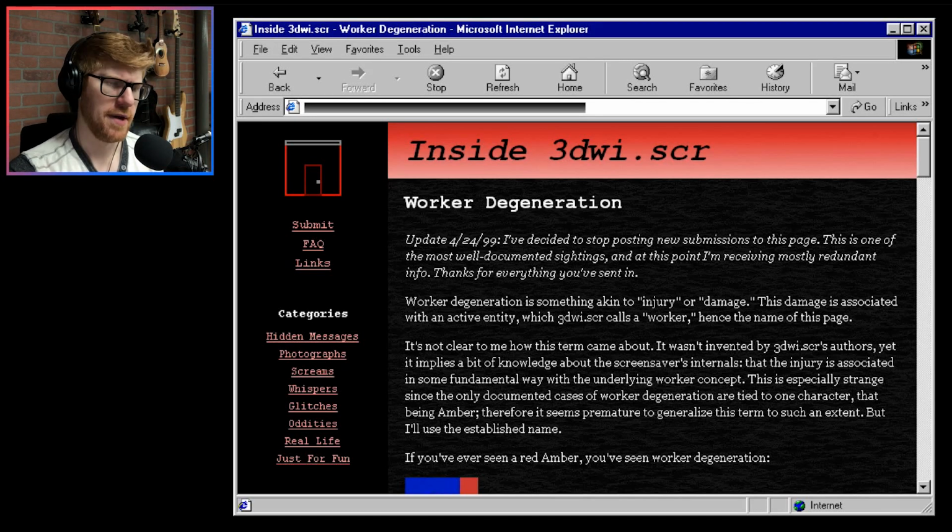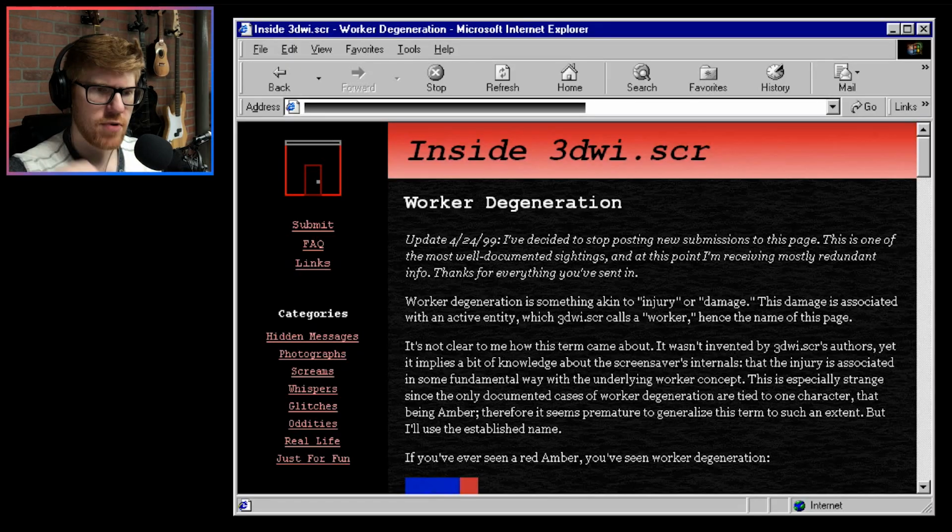Oh, the term. I was like, the thing itself? Yet it implies a bit of knowledge about the screensaver's internals, that the injury is associated in some fundamental way with the underlying worker concept. This is especially strange since the only documented cases of worker degeneration are tied to one character, that being Amber. Therefore, it seems premature to generalize this term to such an extent, but I'll use the established name.